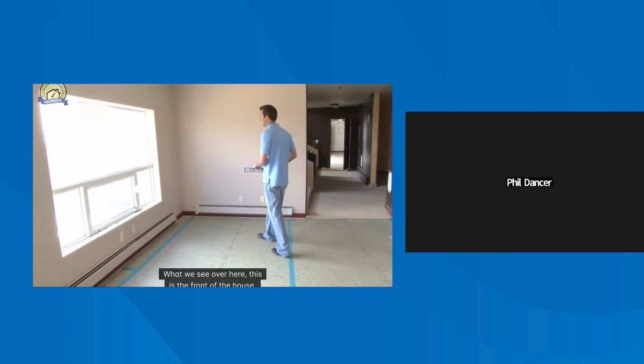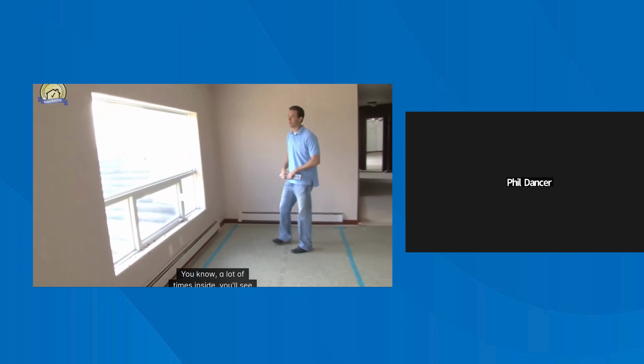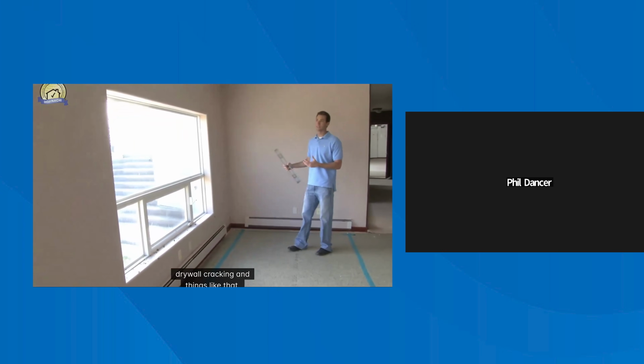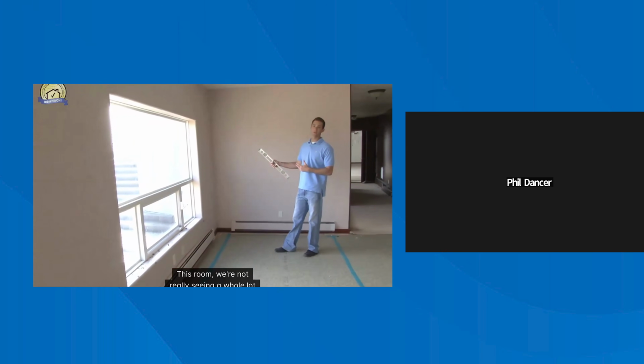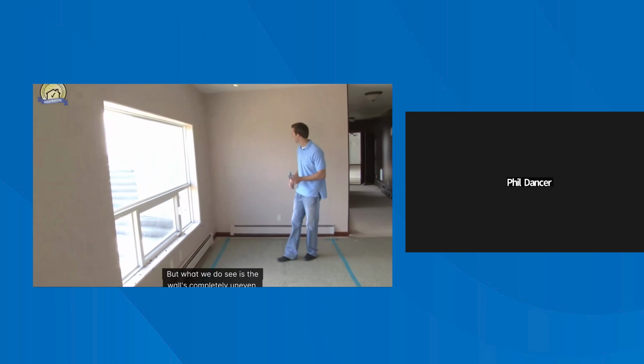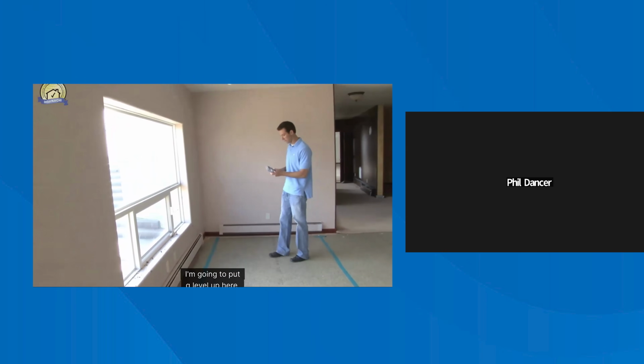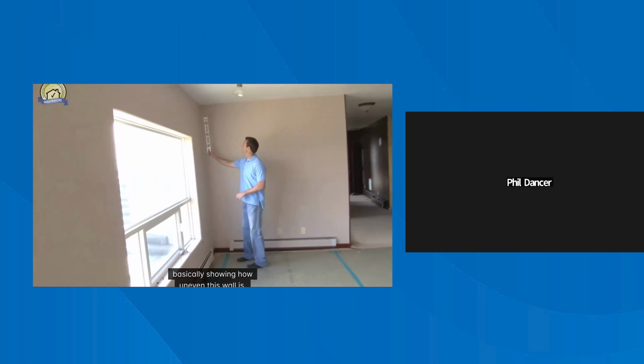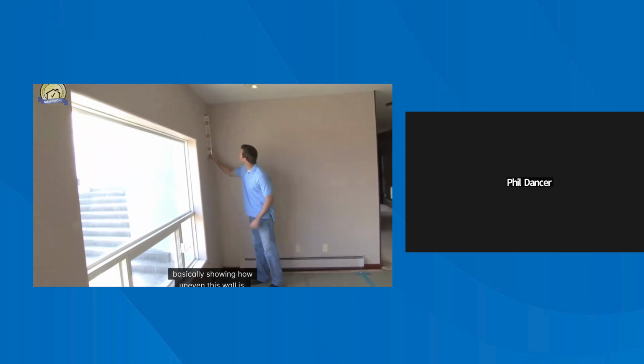What we see over here, this is the front of the house. A lot of times inside you'll see drywall cracking, things like that. In this room, we're not really seeing a whole lot of drywall cracking, but what we do see is the walls completely uneven. I'm going to put a level up here, basically showing how uneven this wall is.